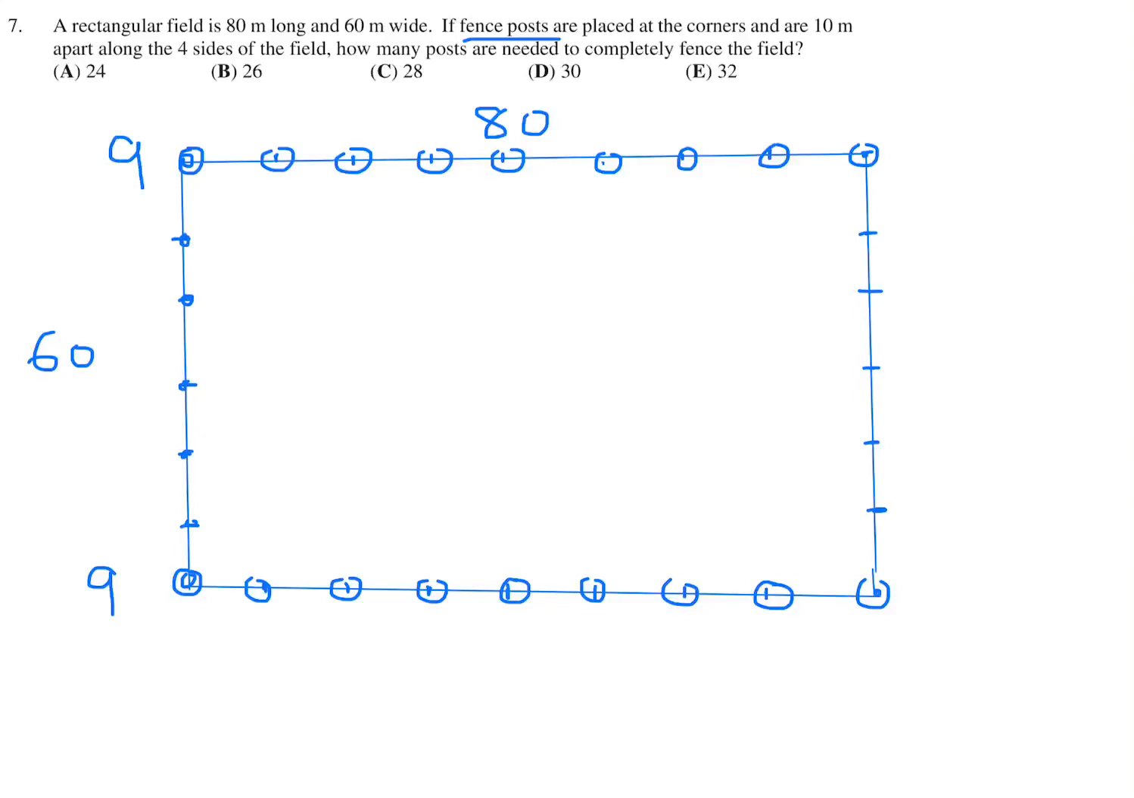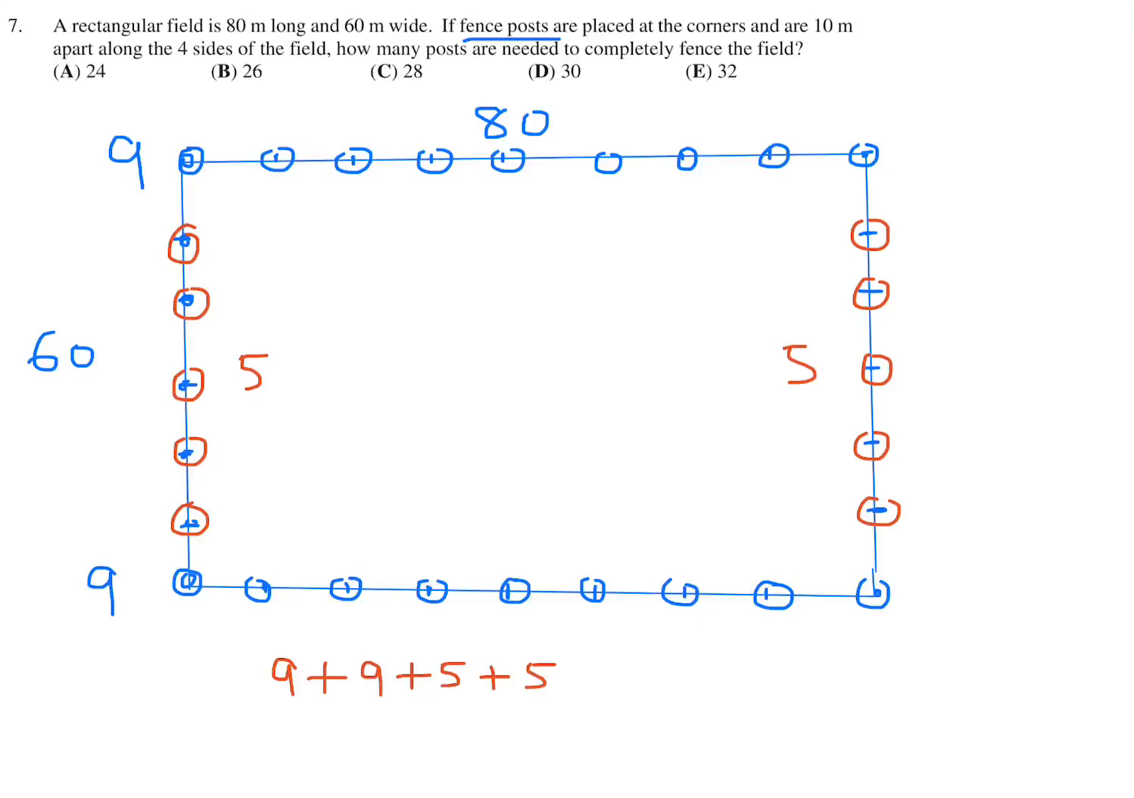And then we got to count the ones in the middle here. 1, 2, 3, 4, 5. And 1, 2, 3, 4, 5. So we got 5 here and 5 there. So the total is 9 plus 9 plus 5 plus 5, which is equal to 28. So the answer here is C.